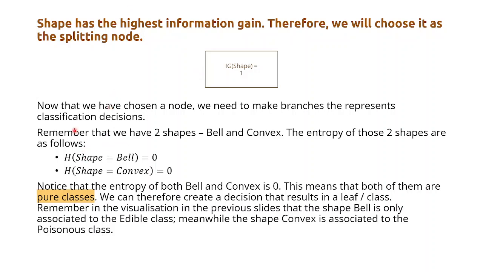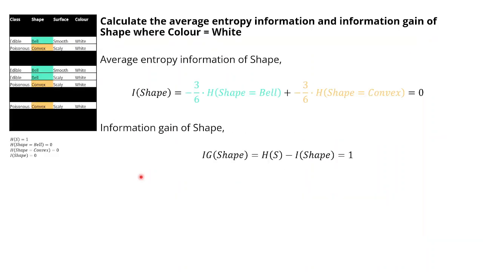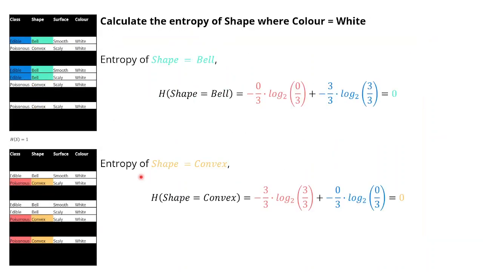decisions. So remember that we have two shapes, bell and convex. The entropy of those two shapes are as follows. Mga 0. So meaning pure class silang duha. Diba? Pure class silang duha. Kung balik ta sa previous na slide, inyong bantayan, if bell ang shape, edible, diba? If convex ang shape, poisonous.